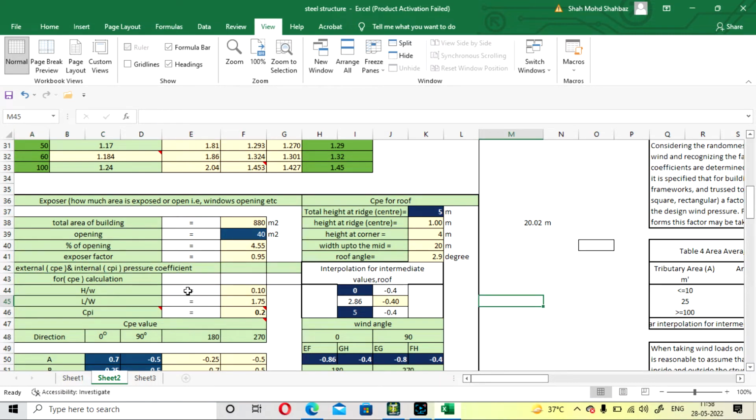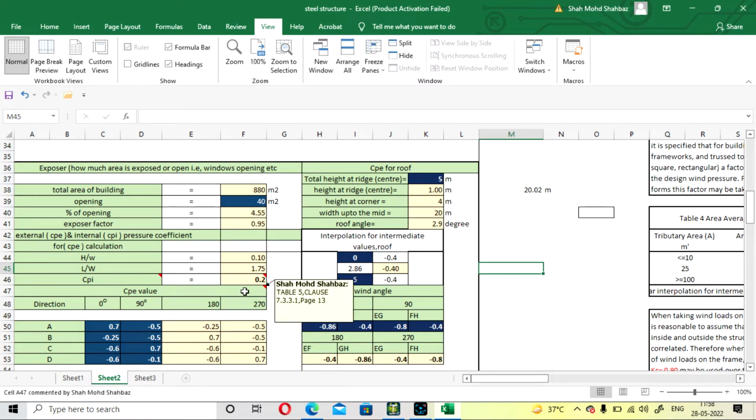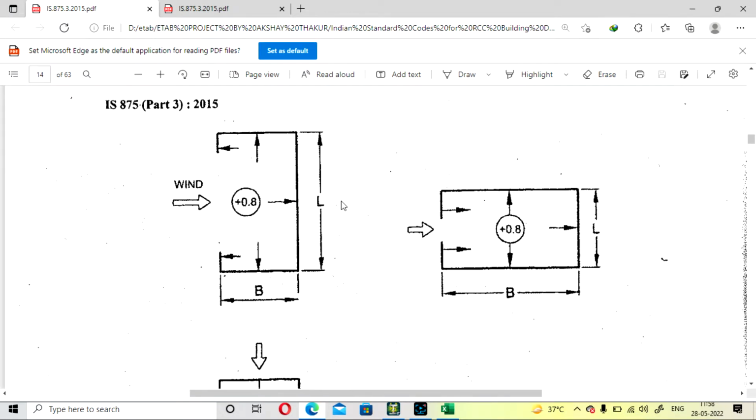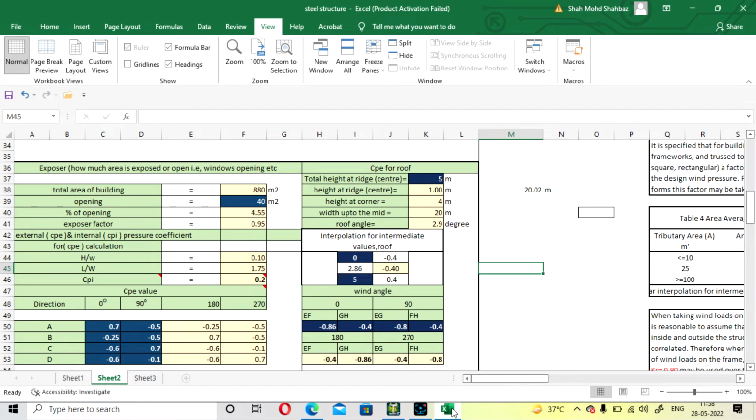Our external and internal pressure coefficients: the H by W ratio is 0.1 and the L by W ratio is 1.75. These ratios help you to calculate the internal and external pressure coefficients. The CPI value, the internal pressure coefficient, is calculated as 0.2 as the opening is less than 5%. I will also show you the figure. Maybe assume that one side of the opening is greater than 5%, or more than required, that is 0.8 on one of the sides. What will happen? You have to take the opening of that side, or the maximum opening of the sides.